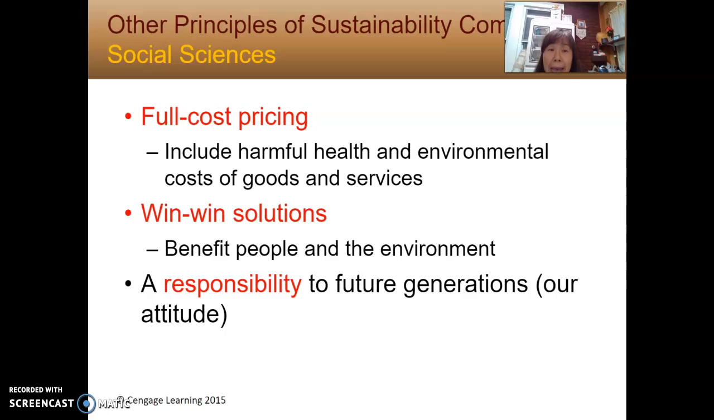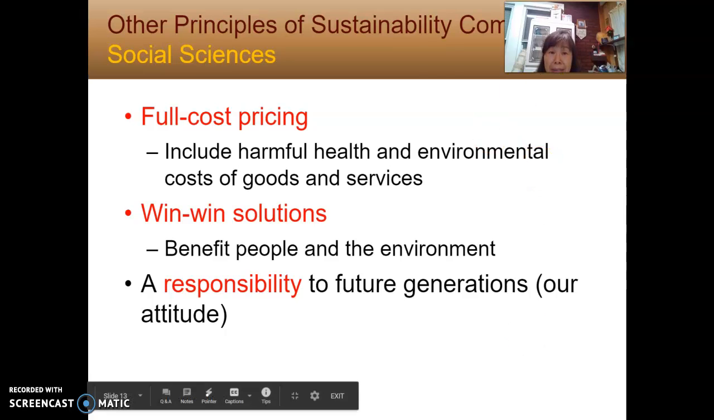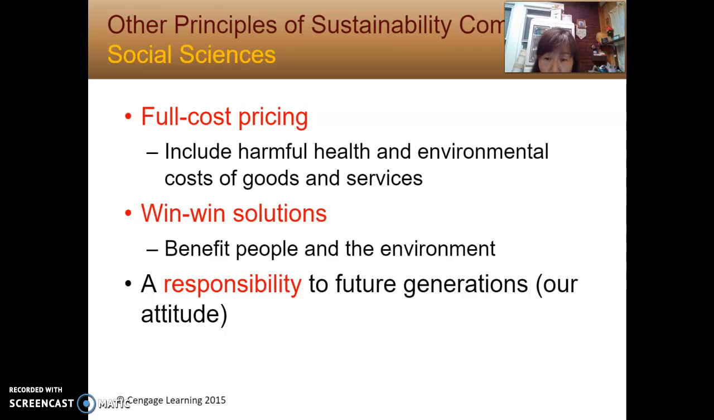We also want to looking at social science. So a couple of things to make a sustainability of the society, of the natural world is, one is called full cost pricing. So the price we pay to buy items, they should including harmful health and environmental cost for that item to be mined, to be processed, to reach to us, right?